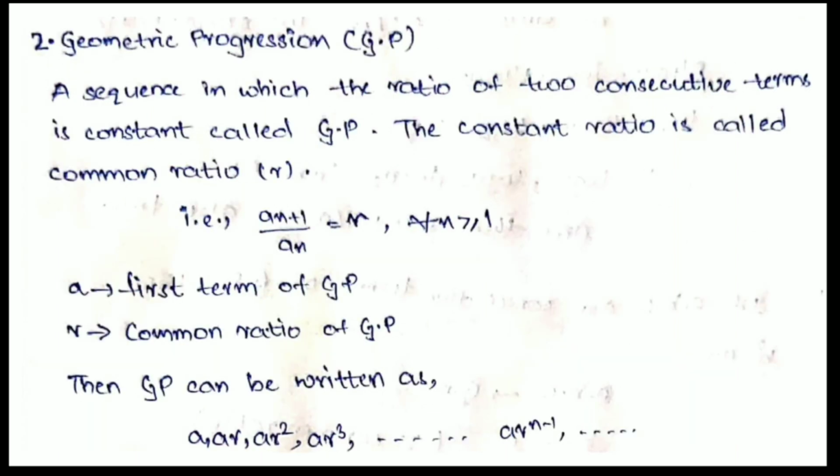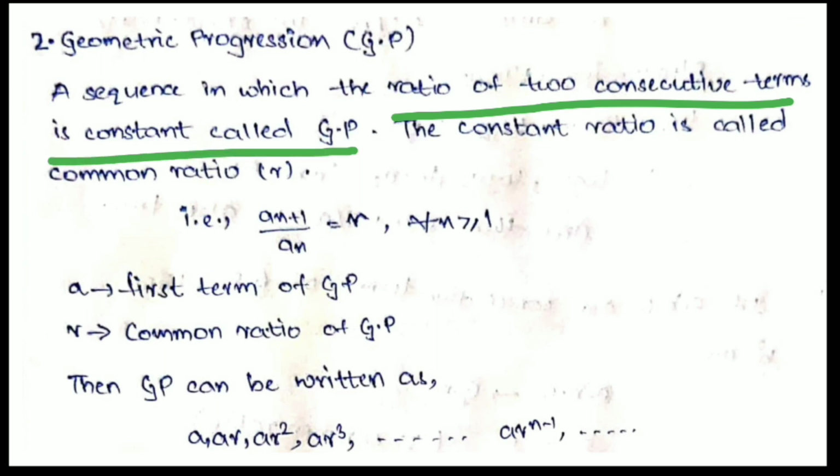So now let's start geometric progression, the second one. In arithmetic progression, we have common difference, that is the difference between two consecutive terms as constant. In geometric progression, we have the ratio of two consecutive terms as constant. When the ratio of two consecutive terms is constant, it is called a GP. That constant ratio is called the common ratio, and it is denoted by r.